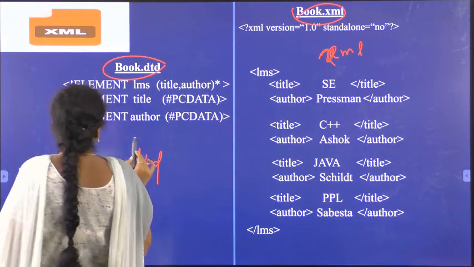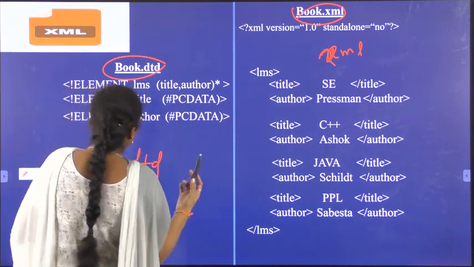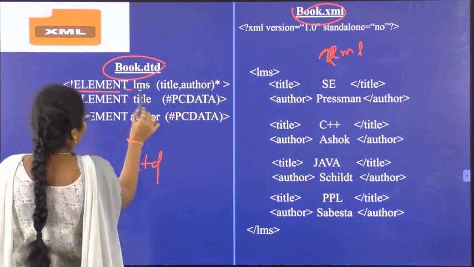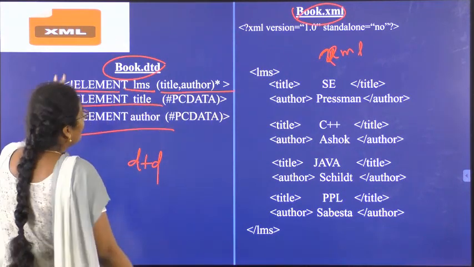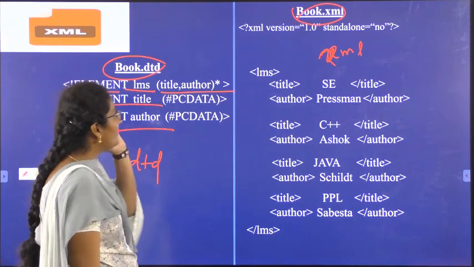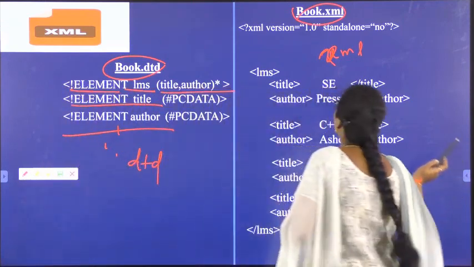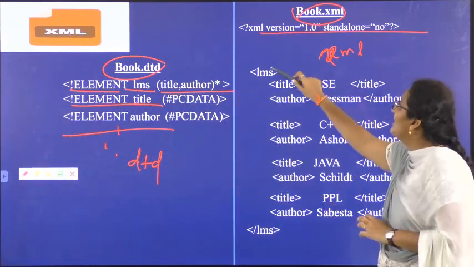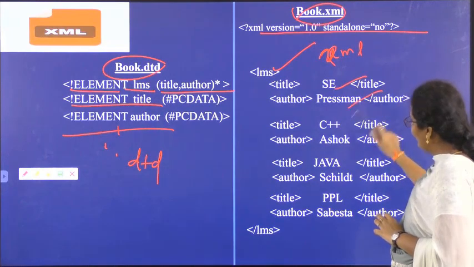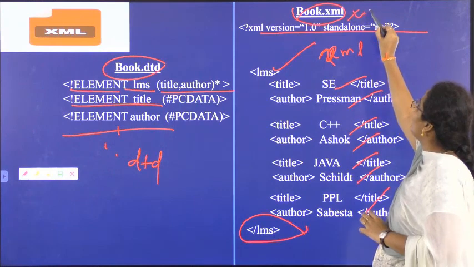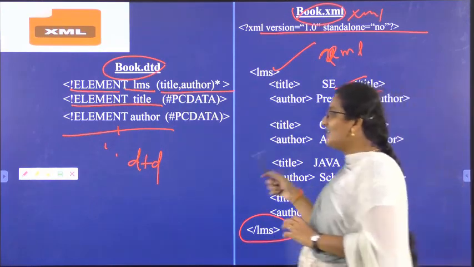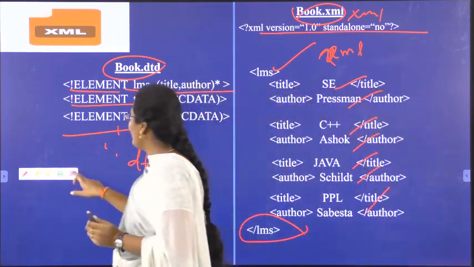So first, declaration of external DTD. Element, library management system, title, author. Element title, element author. Only these statements will be in DTD file. So as I already told you, XML version, library management system, title, author, closing of all the tags will be the XML file. If you externally link these two files, that will be external DTD.